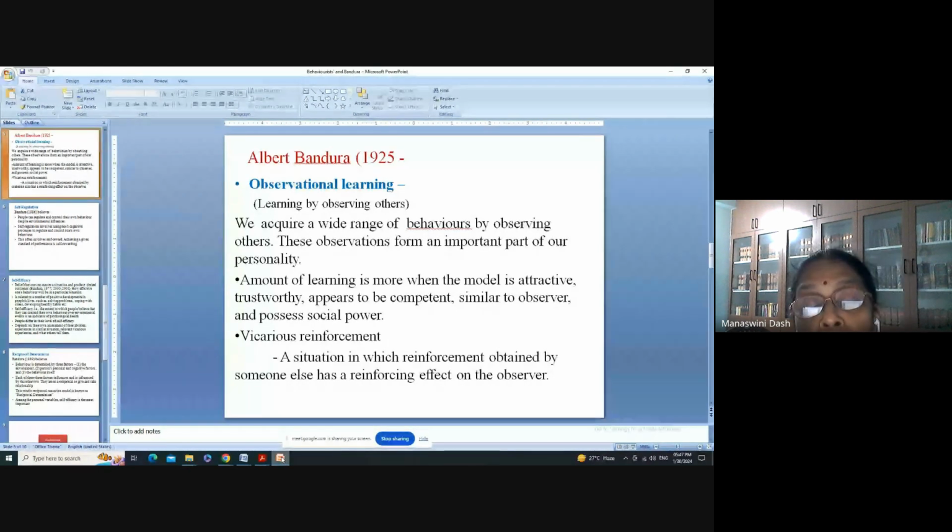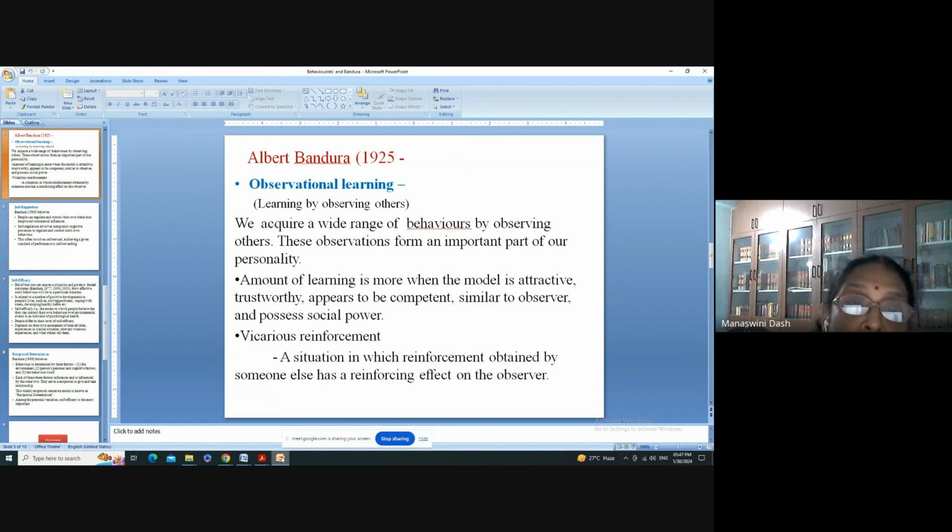Similarly, very often we say that Mahatma Gandhi was doing this, so we should show that particular behavior, because we know Mahatma Gandhi was a competent and trustworthy person.